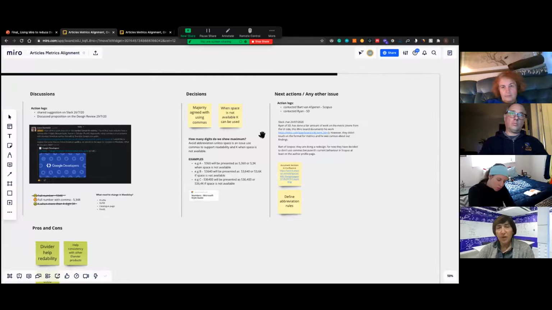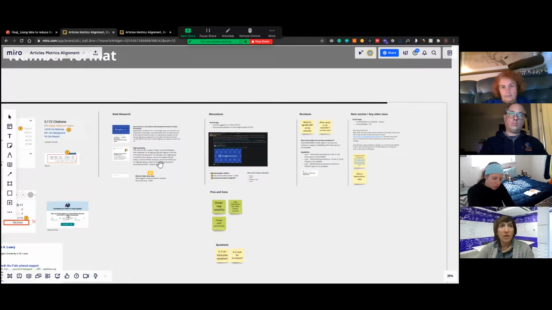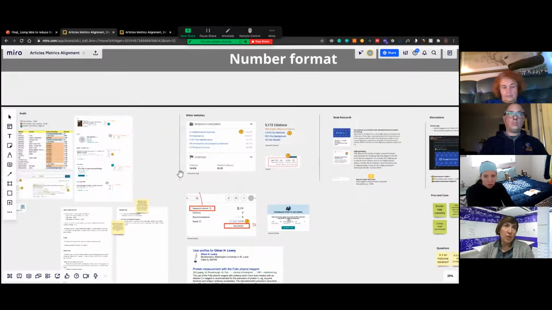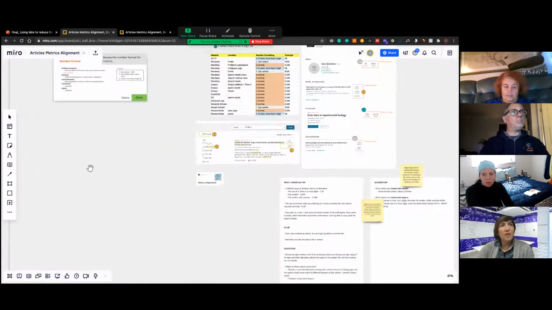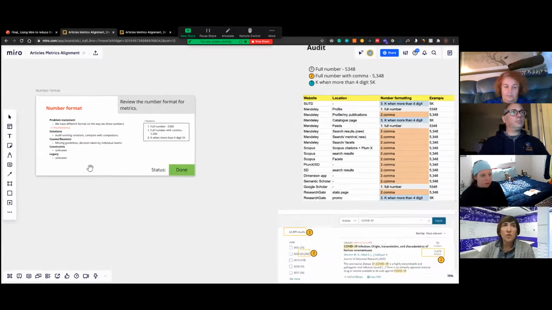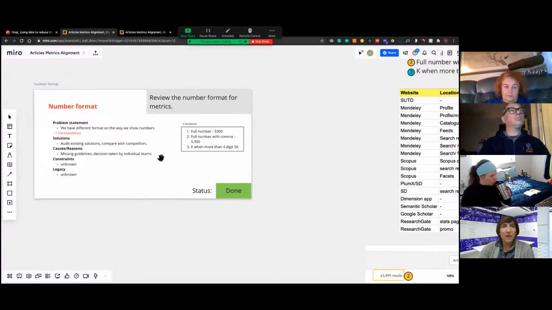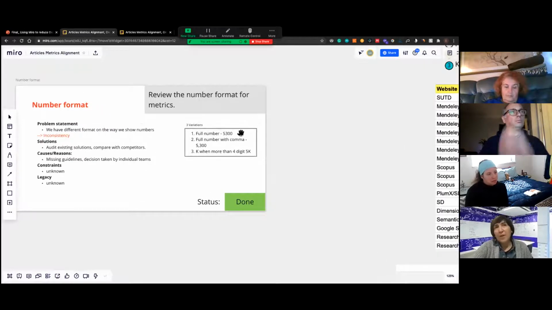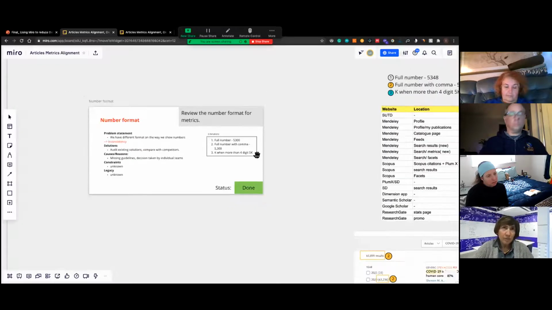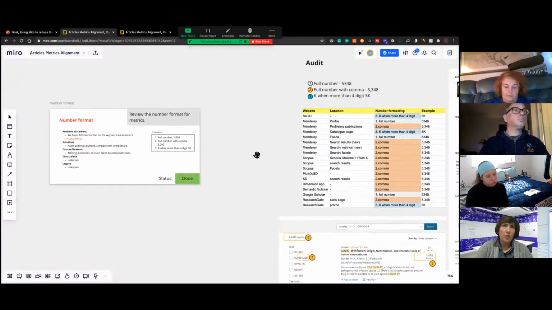Now, just to make it a bit clearer, I'm going to go through in more detail the issue that we discussed. The problem statement at the beginning was that on Mendeley, we had three different types of number format, and so it was inconsistent. The problem that we wanted to solve was inconsistency. In some places, we had the full number. In other places, we had a comma. In other places, we had the K when there was a thousand. So that was the issue.